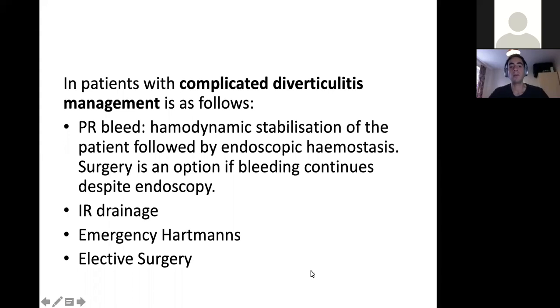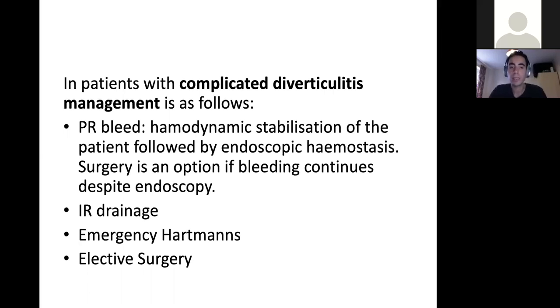And the important one to think about is the complications of diverticulitis. So diverticulitis patients might have PR bleeds, and when we think about PR bleeds, whether they are stable or unstable, if they're unstable, we need to think about immediate management with endoscopic hemostasis, or if that doesn't resolve it, to think about surgery. Okay.